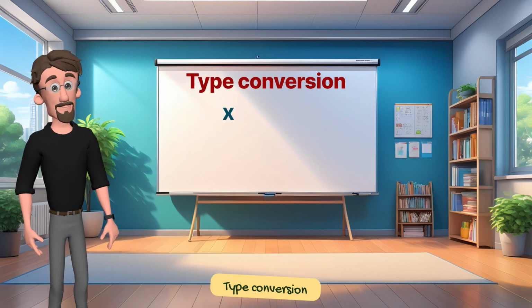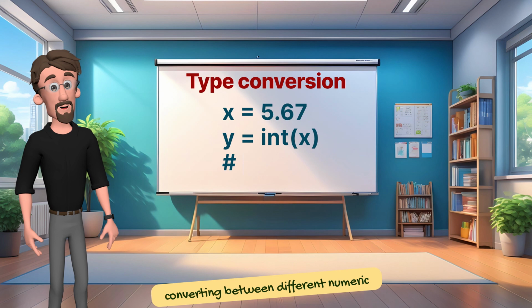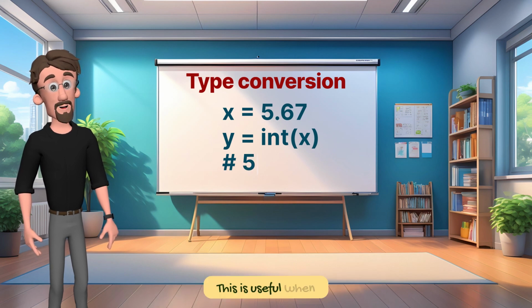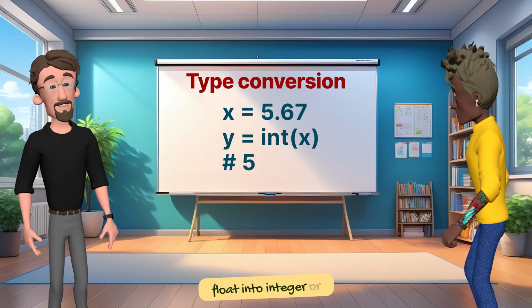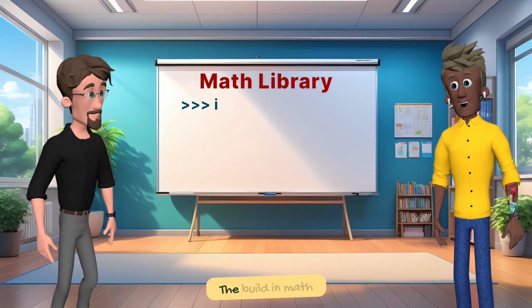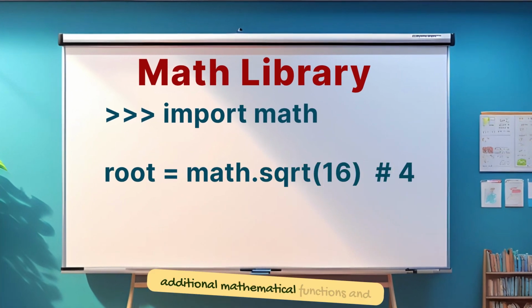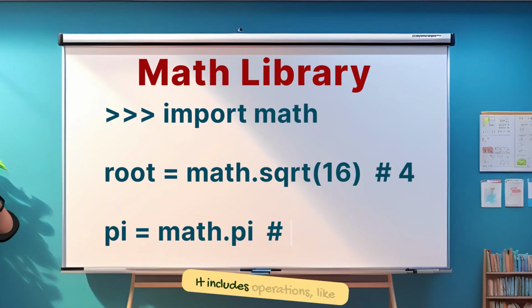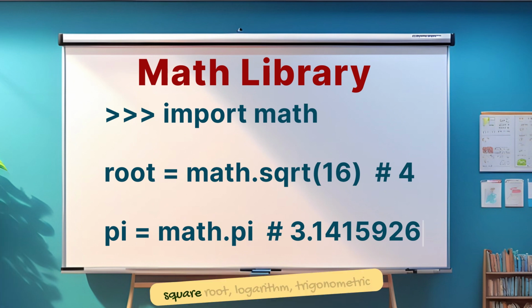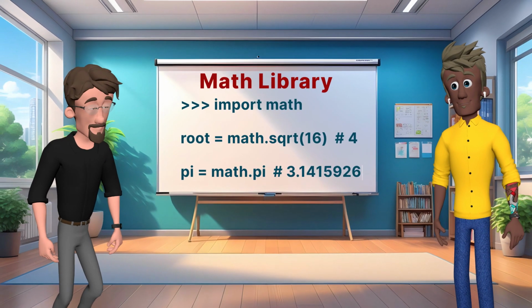Type conversion. Python provides functions for converting between different numeric types. This is useful when you need to convert float into integer or vice versa. Math library. The built-in math library in Python offers additional mathematical functions and constants. It includes operations like square root, logarithm, trigonometric functions, and constants such as pi.